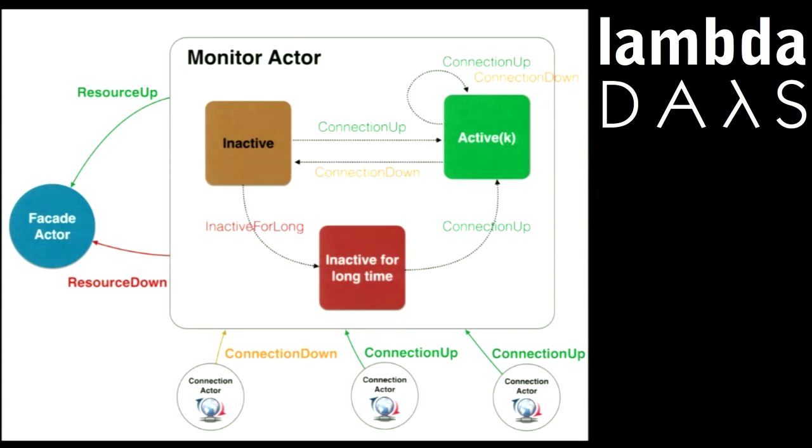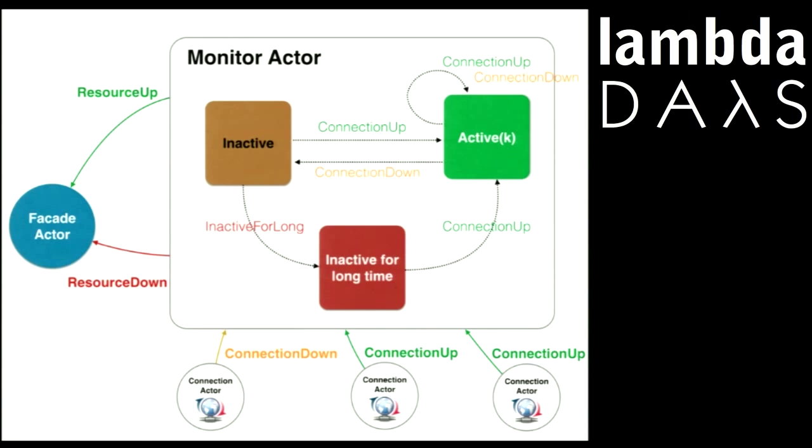And last but not least is the monitor actor. The monitor actor starts in an inactive state, and when the connection actors start coming up, they send a connection up message to the monitor actor. That will flip it from inactive to active 1, then active 2, active 3. The number represents how many connections there are. Obviously, when we get a connection down message, it will reduce it from active k plus 1 to active k. Eventually, when we are in active 1 and we get the message that a connection is down, we go back to the inactive state. And what's interesting about the inactive state is that when we enter it, we immediately schedule a message to itself.